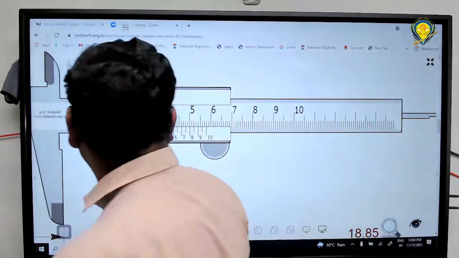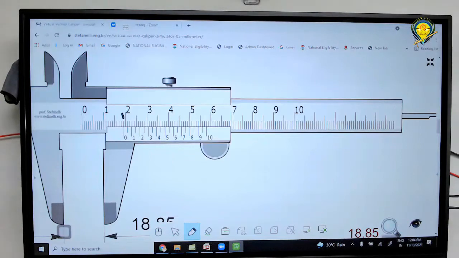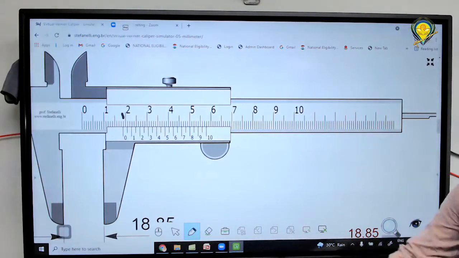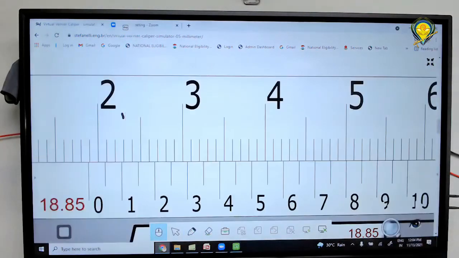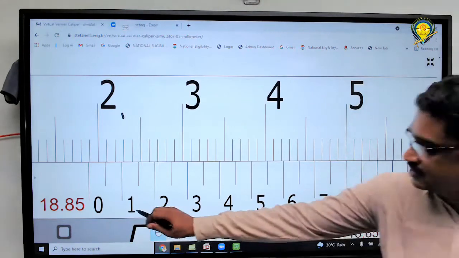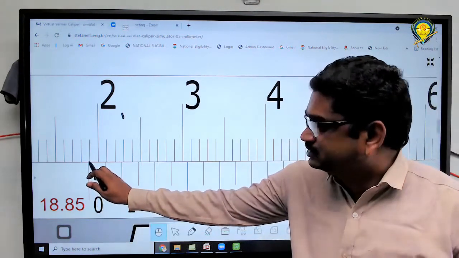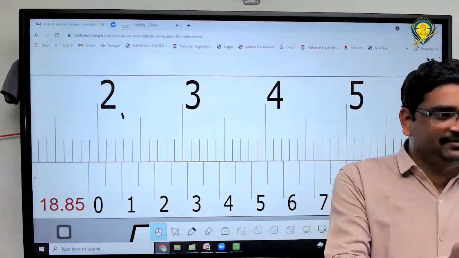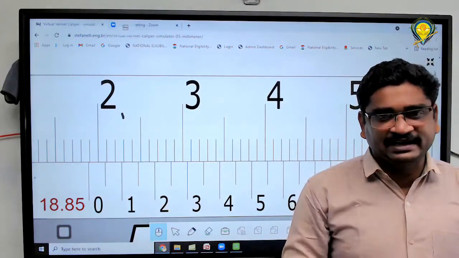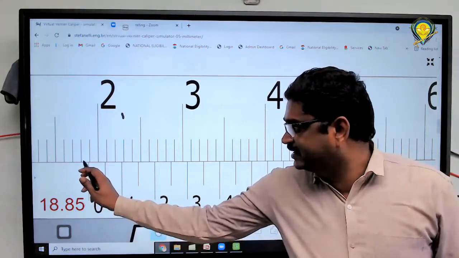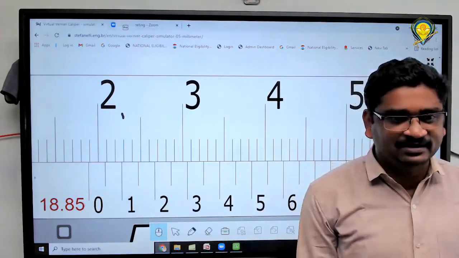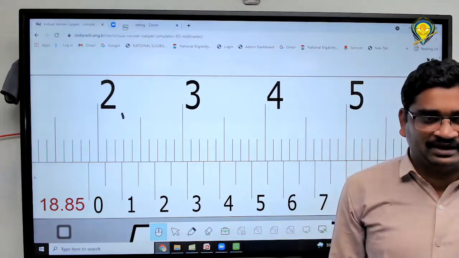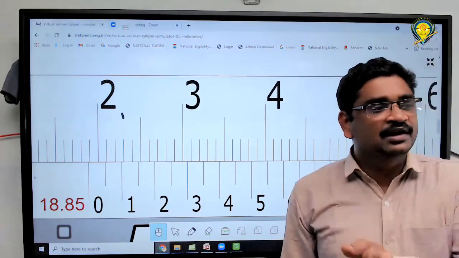So I need to take 1.9 or 1.8? That is in between 8 and 9. Zoom in and check it once. This 0 is after 8, it is not coinciding with the 9th line. So this 0 line is in between the 8th line and the 9th line. Can you say like that? So what do we need to take, 9 or 8? 8 only we need to take. The remaining point you will get with the help of the vernier coincidence.